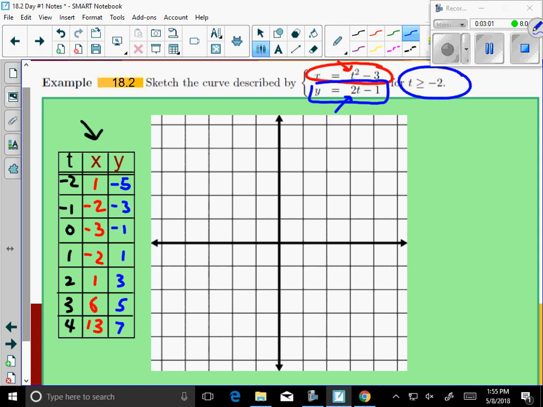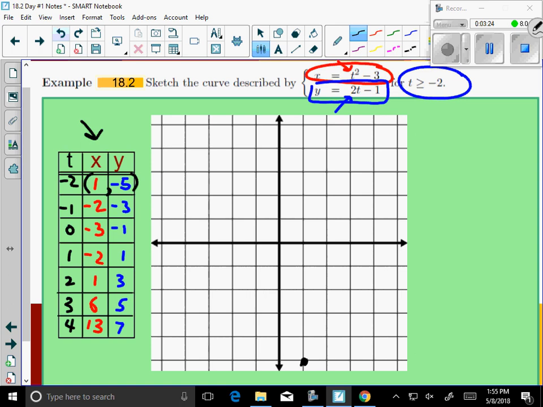Okay, so now we plot these. These are just coordinate pairs. So we started here at t equals -2. That starts us at 1. Okay, so I go over 1 to the right and up 5. Boom. Down 5. That's what negative means. Oh, good job, Mr. Ludd. Over 1, down 5. There we go.